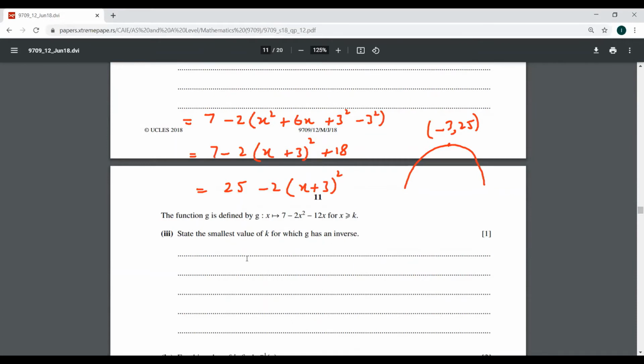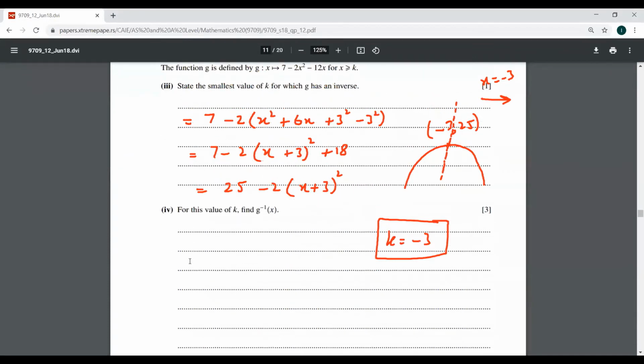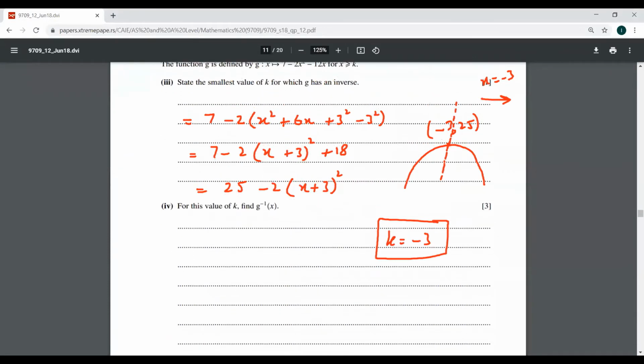When can we have an inverse? When your function is one to one. So that means there should not be any turning point in your function. So either you consider the curve after x equal to minus 3, or before minus 3. Since you are going to go towards the positive side, the minimum value of k is going to be minus 3. So for k equal to minus 3, this function is a one-to-one function and we can write its inverse. It says for this value k, find g inverse of x.